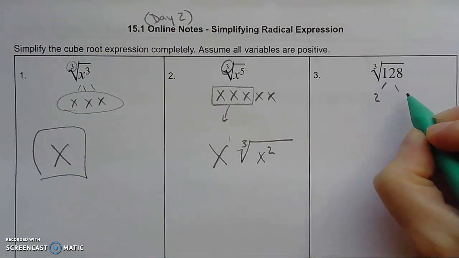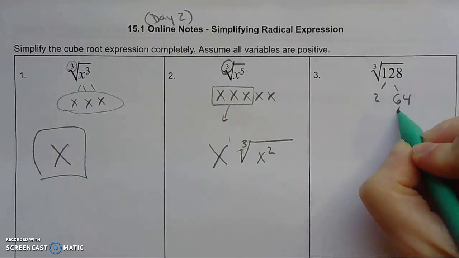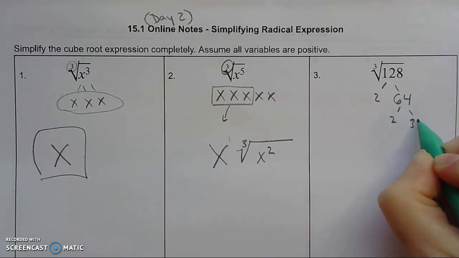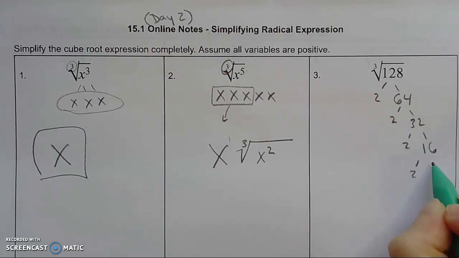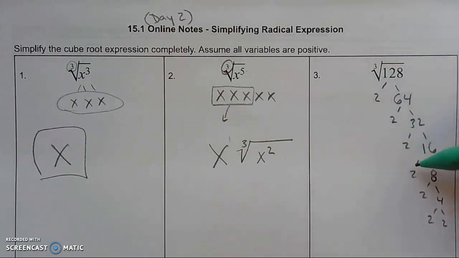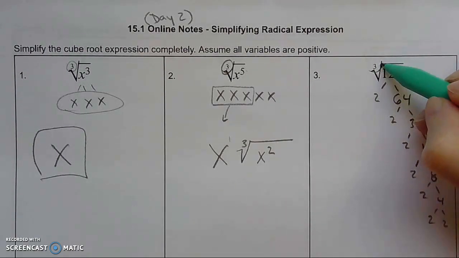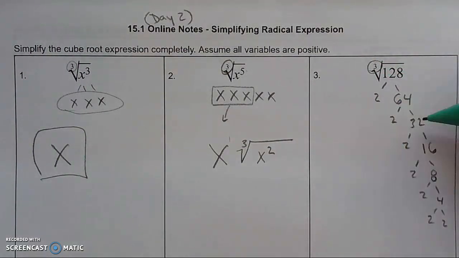128, half of 128 is 64, half of 64 is 32, half of 32 is 16, half of 16 is 8, half of 8 is 4, and half of 4 is 2. So I have this 128 broken down completely. I'm looking for groups of size 3. So I'm just going to circle, and don't forget, you're never going to use the thing that has a branch off of it. So I'm never going to use these big numbers. I'm only going to use the ones at the end of the branch.